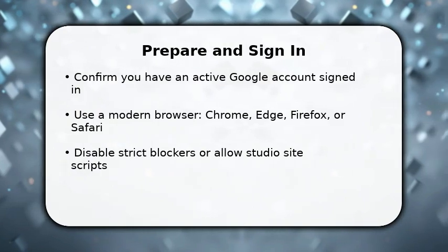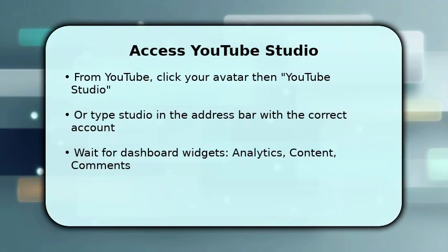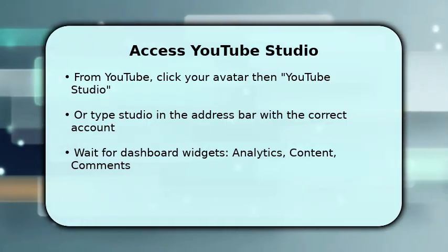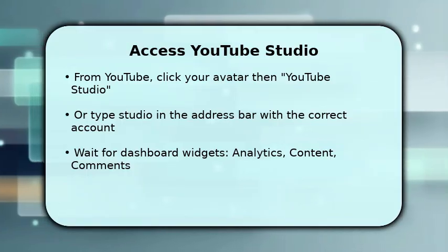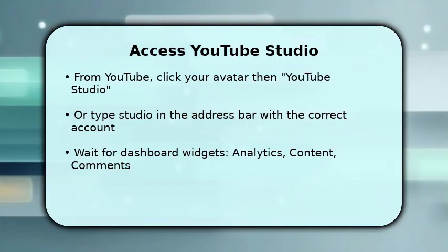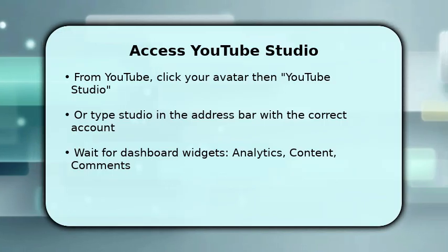In the address bar or from YouTube, choose YouTube Studio to begin. You want the channel-specific dashboard to appear. Once the dashboard loads, confirm the left menu shows content, analytics, and monetization. Those confirm correct access. If you have channel permissions, switch channels using the avatar menu.